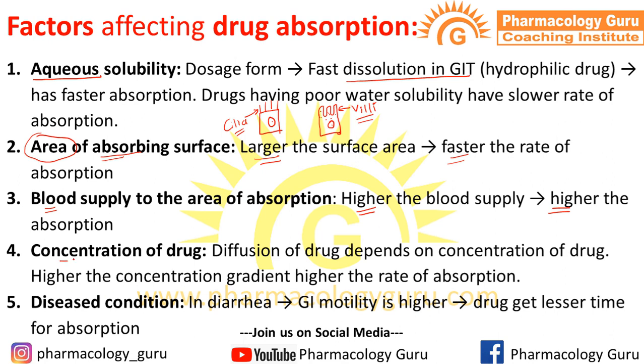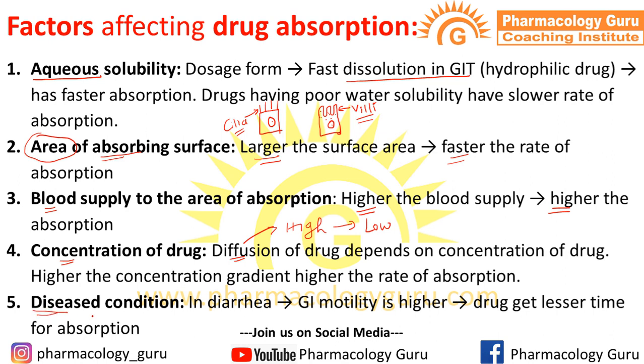Then concentration of drug. The concentration of drug is important because most drugs are absorbed through the diffusion process. Diffusion means the movement of drug from the higher concentration to the lower concentration. If the concentration is high, then the difference would be higher, so diffusion would be fast. So that is concentration of drug. Then the fifth one is the disease condition.